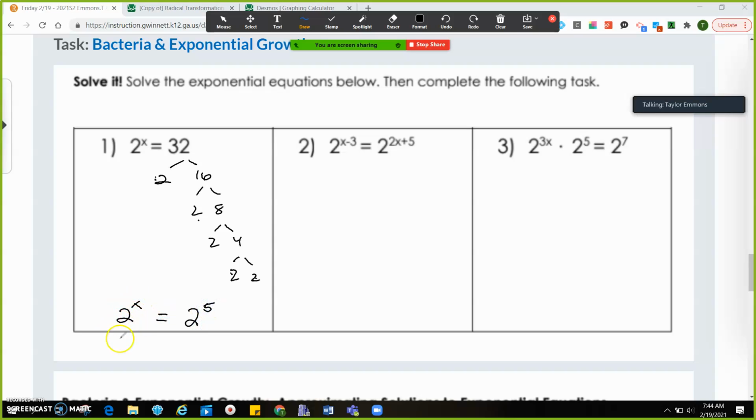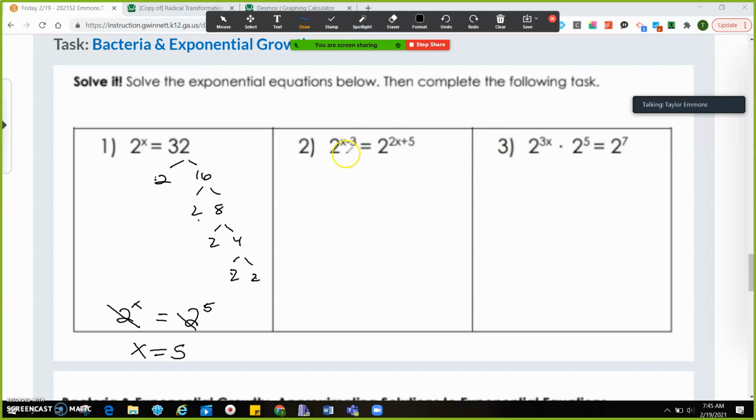So now my bases are the same. So I'm just going to ignore those and just look at my exponents. Okay. So it's pretty easy when it's just like a number equals 2 to some power, right?